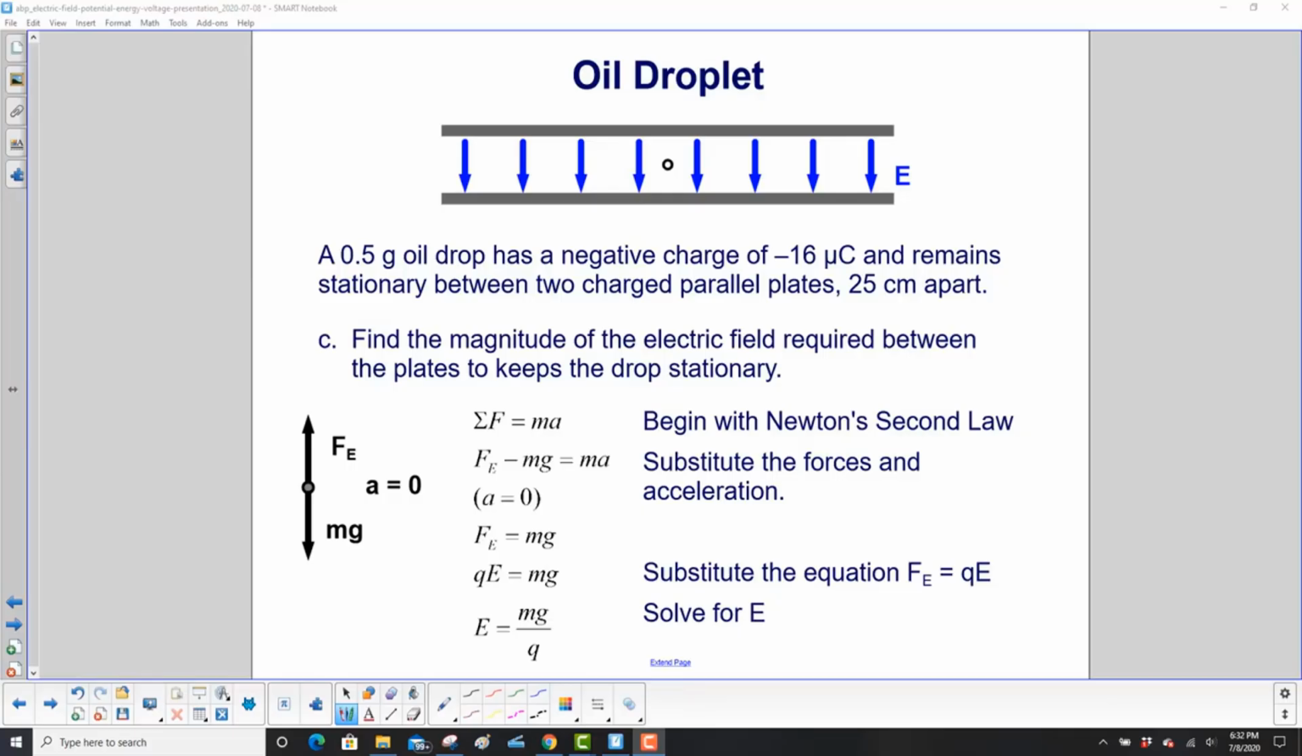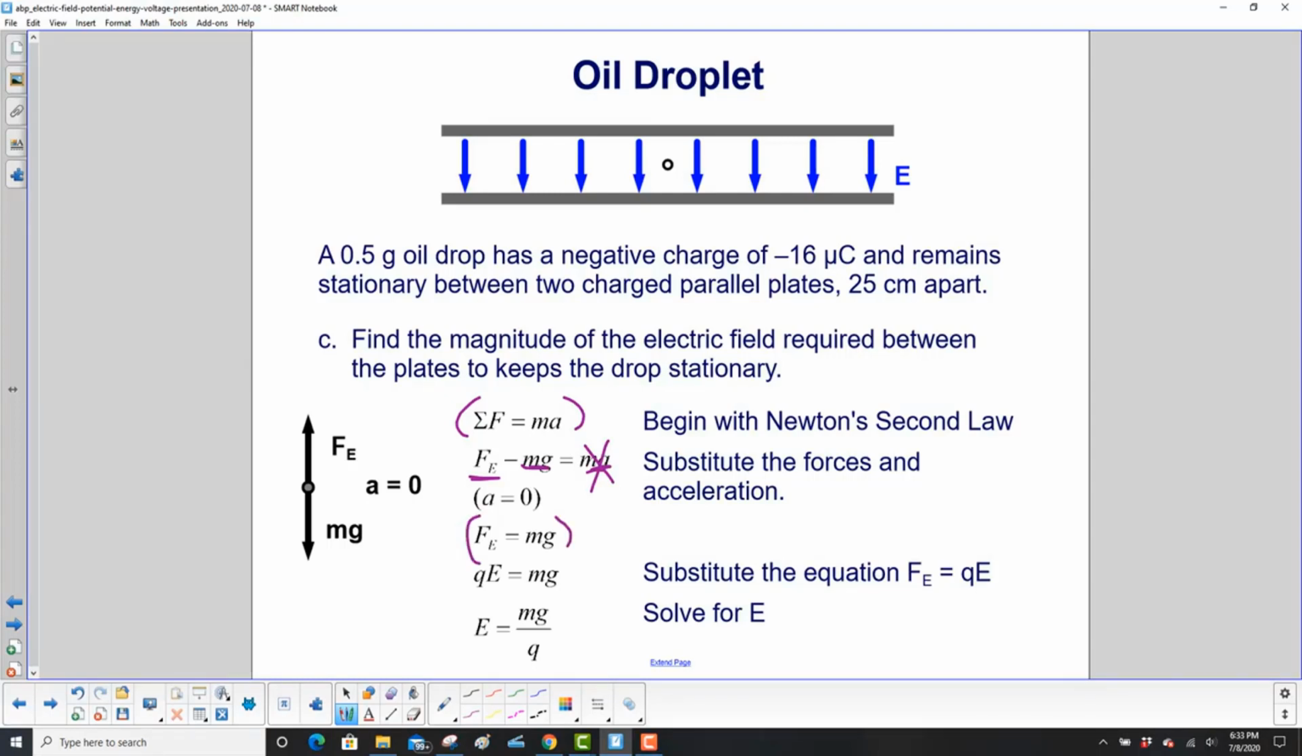Find the magnitude of the electric field required between the plates to keep the drop stationary. Well, we start with Newton's second law, as always, right? Sum of the forces is ma. Electric force in the up direction, even though the field's going down, this is a negative charge, so the force is in the up direction. We've got the gravitational force, and we've got ma. But ma is equal to 0 because it's not moving. So the electric force is equal to mg.